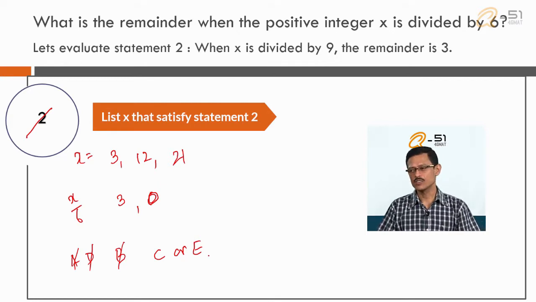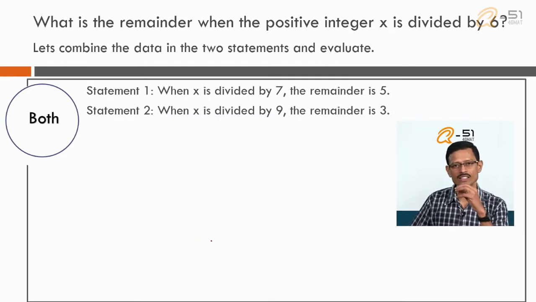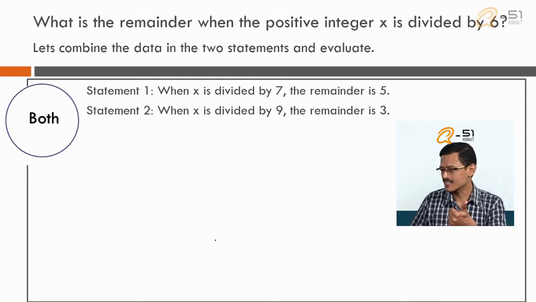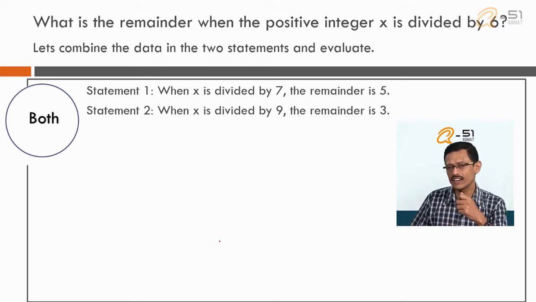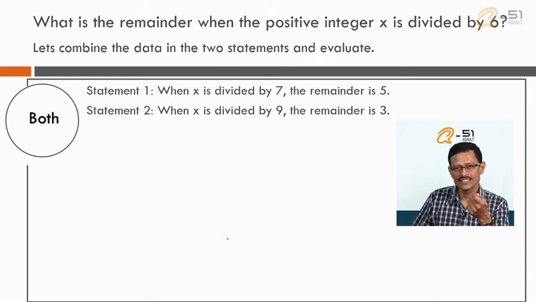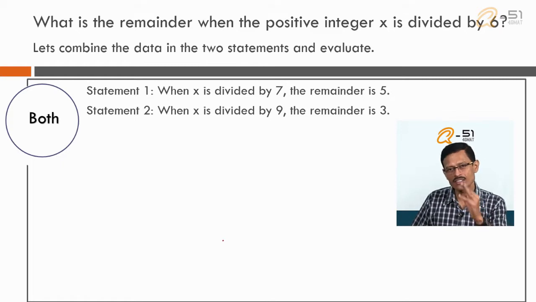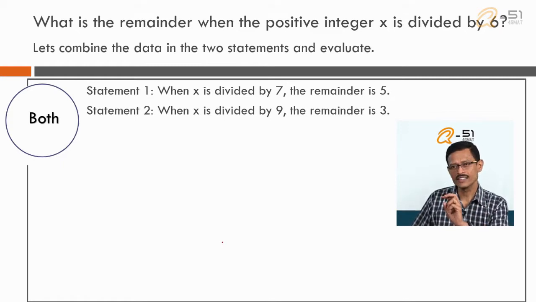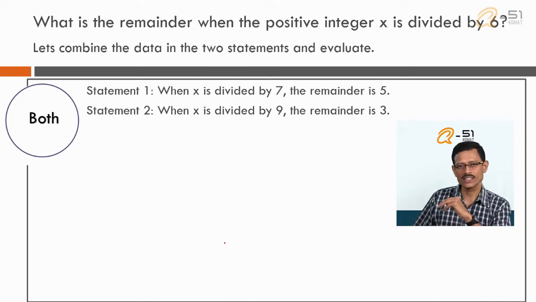The third process is combining the information given in the two statements. Statement 1 tells us that x when divided by 7 leaves a remainder of 5. Statement 2 tells us that x when divided by 9 gives a remainder of 3. So, the first thing we need to do is figure out such an x that when divided by 7 will leave a remainder of 5 and when divided by 9 will leave a remainder of 3. We can pick one such value.